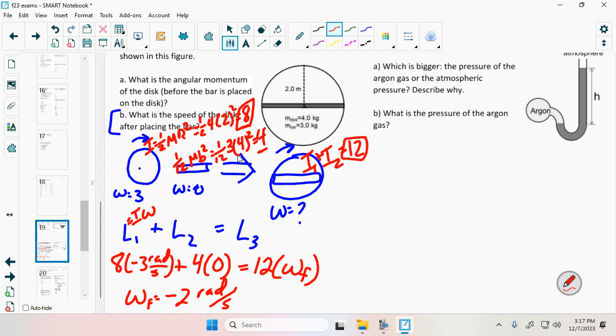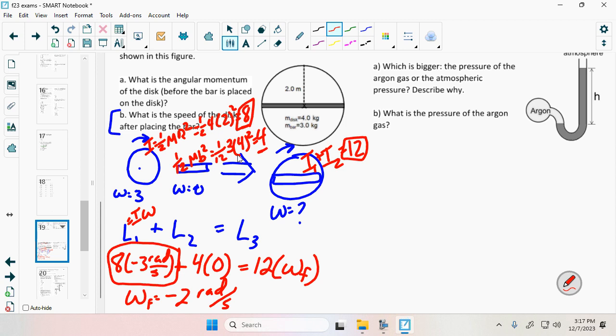So we didn't do A because I said it sort of comes along the way. In this case, the angular momentum of the disk, the initial angular momentum, is negative 24 kilogram meter squared per second. Okay. You got that? What A is, is that initial angular momentum.